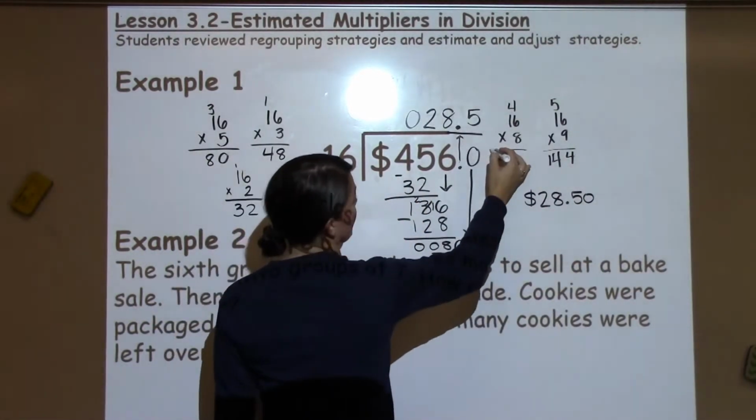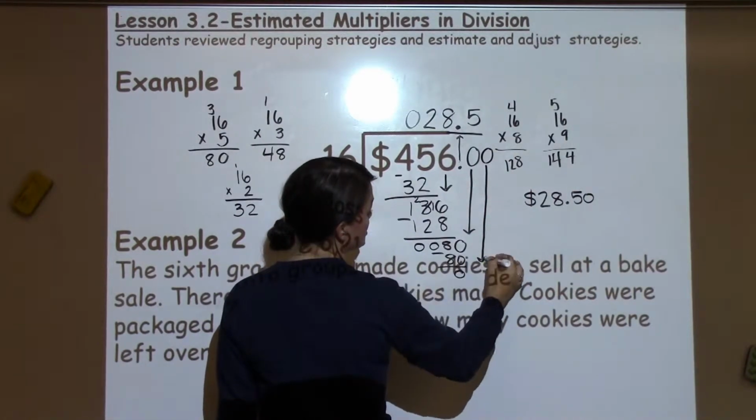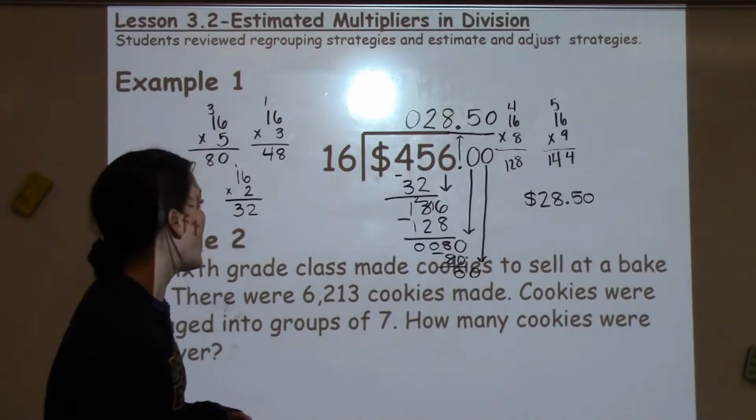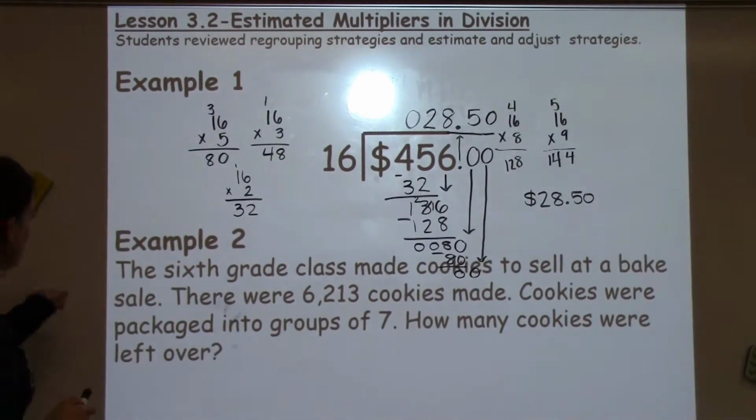If you want to have your student extend that 0 one more time to show that 50 as well, that's always good practice. All right, let's go ahead and look at the second example.